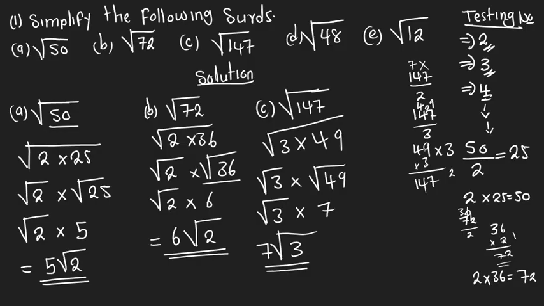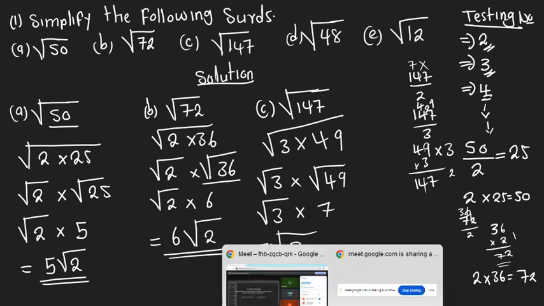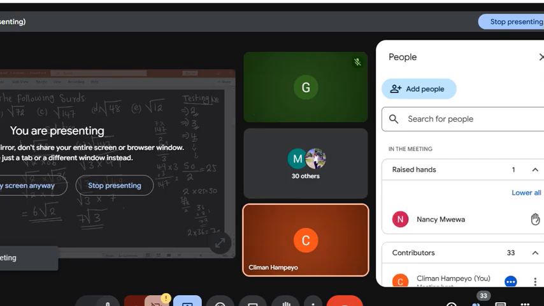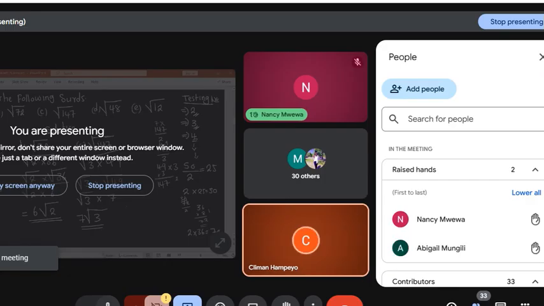Any question up to this level? Thumbs up if it's clear. Give me hands, thumbs up. All right, thank you. It's clear. All right, thank you. Thank you so much.